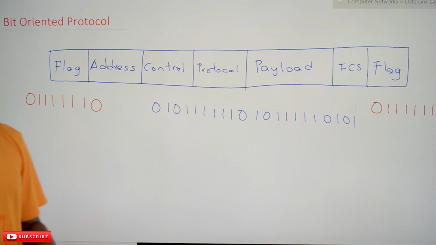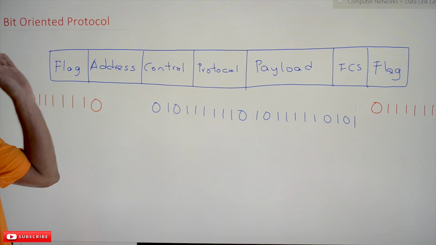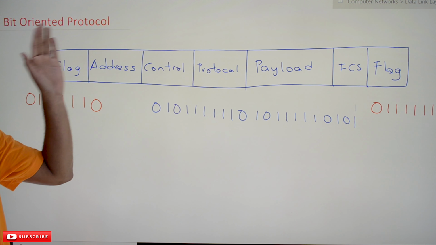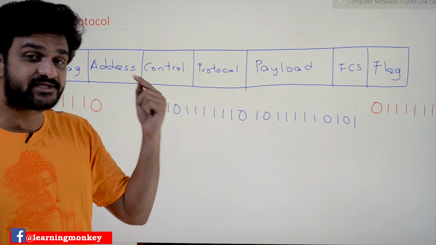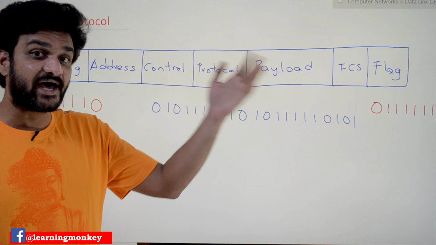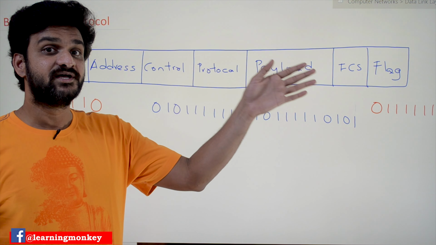Now coming to this class, we'll try to understand the other kind of protocol, which is what we call bit oriented protocol. In the bit oriented protocol, an extra bit will get stuffed. In the character oriented protocol, an extra character will get stuffed.